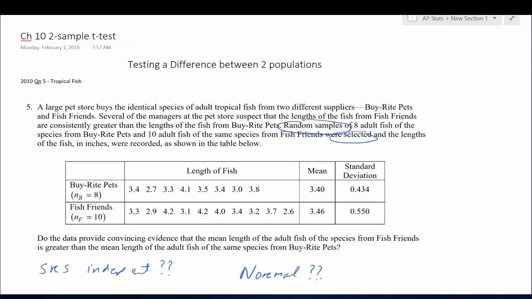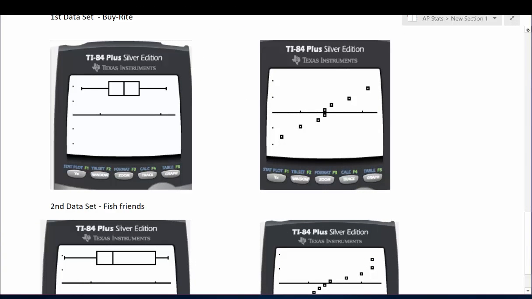The sample sizes are not sufficiently large for the central limit theorem to guarantee that they overcome any problems with the original population. So we need to do a bit more work before we can get to that point. Entering the data into the TI and using the stat plot functions allows us to see the box plot and the normal probability plot for both samples.